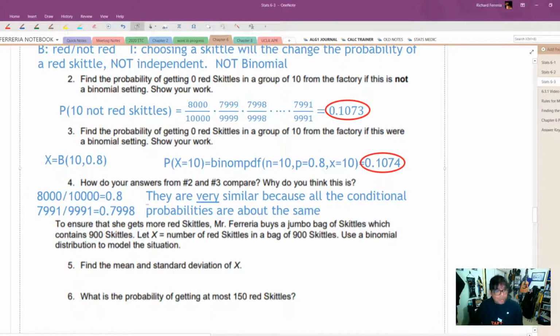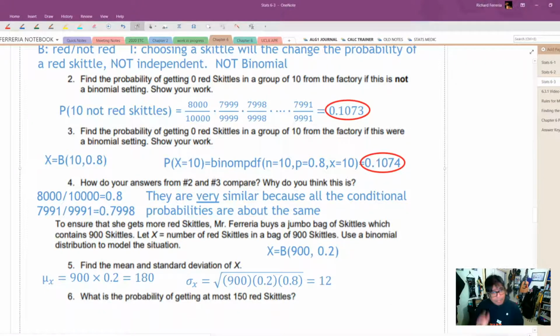And next, to ensure that he gets more red Skittles, Mr. Ferreria buys a jumbo bag which contains 900 Skittles. Let X be the number of red Skittles in a bag of 900. Use a binomial distribution to model the situation. This is a binomial setting, where n equals 900 and p equals 0.2. This being a binomial setting, mu x is going to be 900 multiplied by 0.2, which is 180. And sigma x is going to be the square root of 900 times 0.2 times 0.8, or about 12.